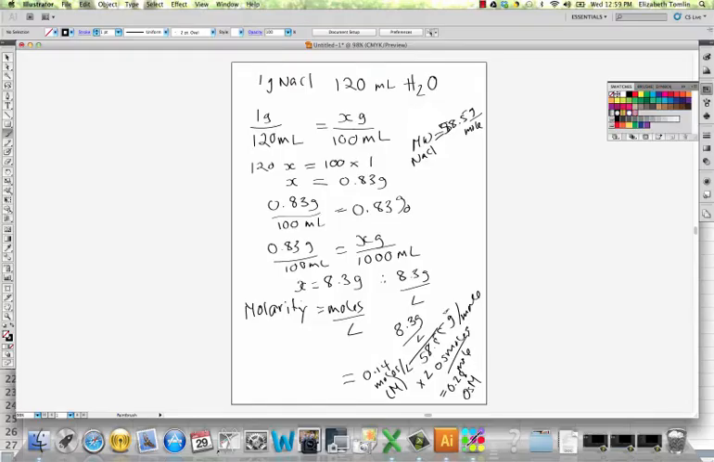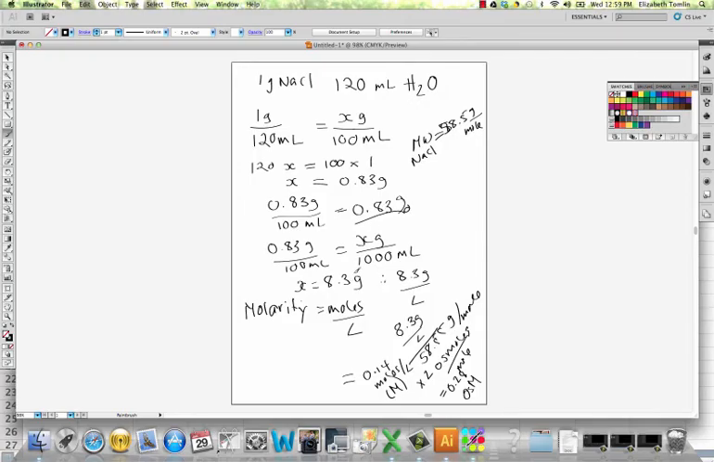So just using some simple ratios, we have converted 1 gram per 120 mils to grams per 100 mils, which is the same thing as a percent solution, and then converted that to grams per liter.